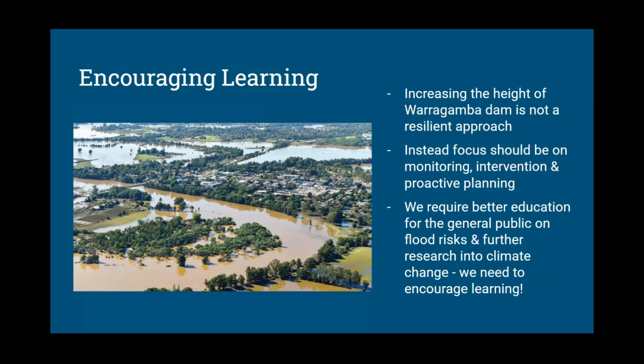Various proposals to raise the walls of the Warragamba Dam to increase its capacity have been proposed, but this is not a resilient approach. This is because attempting to control the ecological processes that affect river basins like floods and droughts is futile. The more resilient approach is to recognize them and focus our efforts on monitoring, interventions, and proactive planning. Since residents of northwestern Sydney tend to have low awareness of flood risks, it is clear that the environmental principle of encouraging learning is paramount to managing this problem.